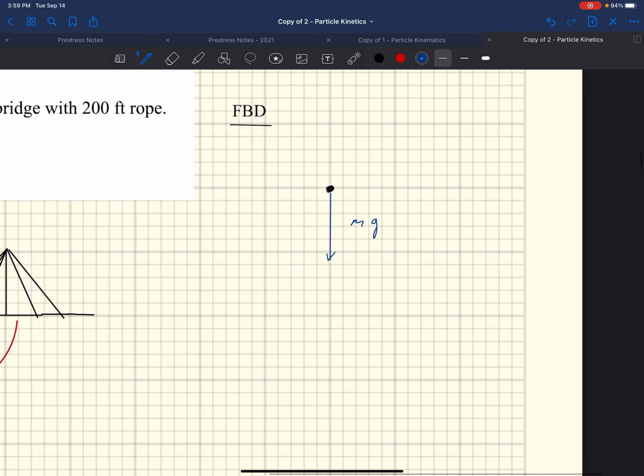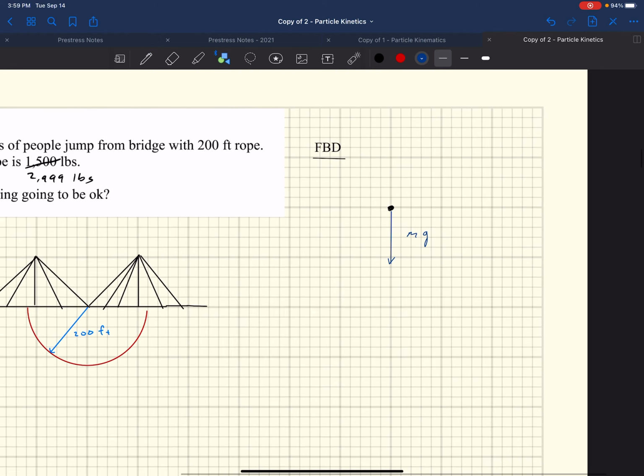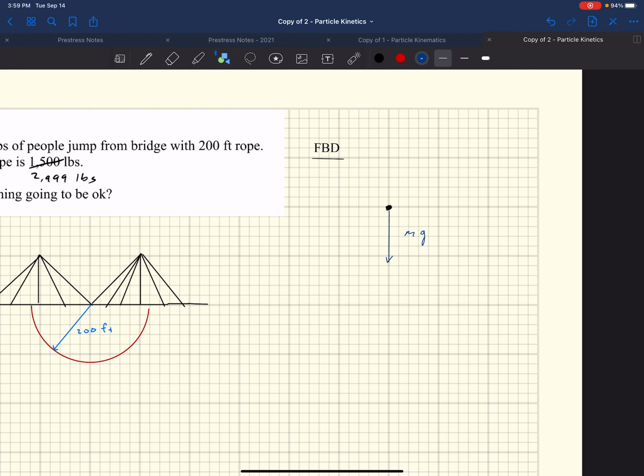Mass times gravity. And then I'm going to draw the free body diagram at some random location. We're going to draw it like here, right? Where that tension force is going to be. It's going to be dependent on where they're at in the swing. We're going to write this as a function of theta.